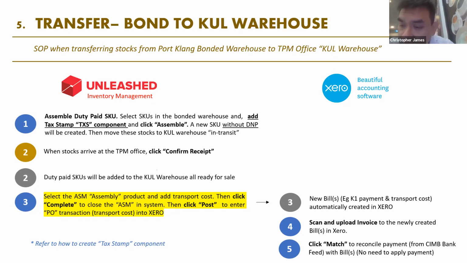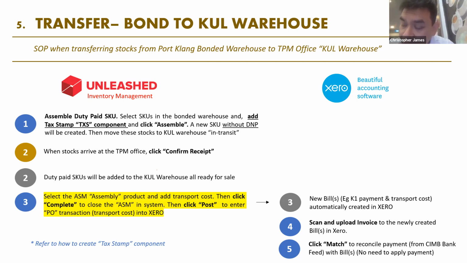Then, when this product comes to the office, you press confirm receipt. Then this product will be in your warehouse. Okay. Automatically. Then finance, what you need to do is you buy the tax stamps. Who bought the tax stamp? Adeline buys the tax stamp.